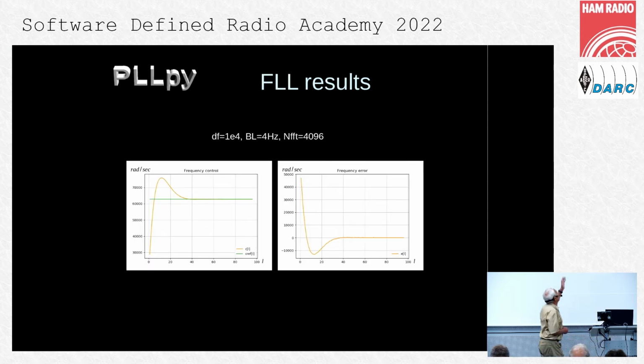Okay, that's some results of the frequency lock loop. Okay, it is a locking for an initial frequency error. What you could see here as the frequency error is the NCO control. It's very similar to the drawings of the PLL.